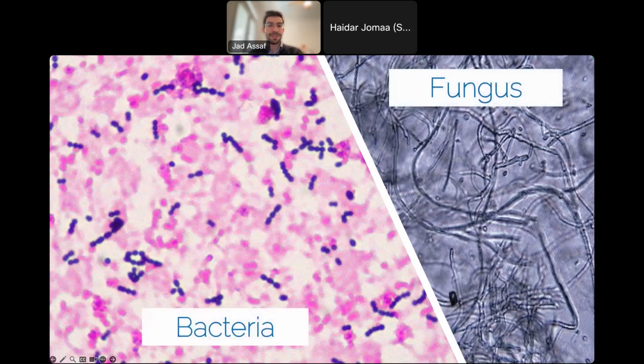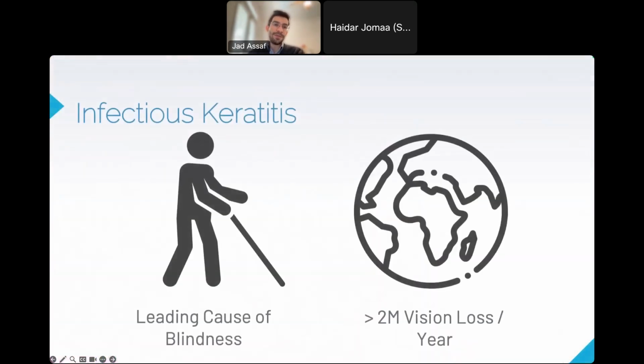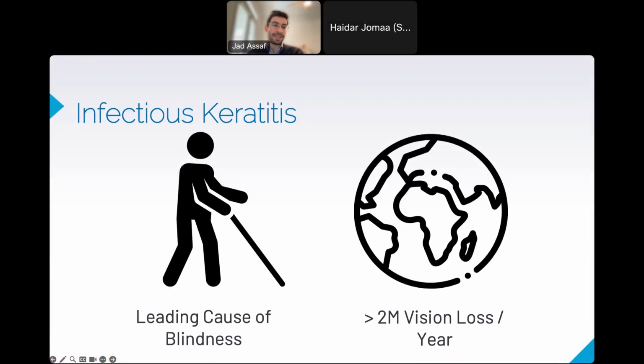So on the left, we see the bacteria, that's a special stain for bacterial imaging. And on the right, it's a KOH smear, which is a special stain for fungus imaging. So the infection of a cornea is called infectious keratitis. It's a leading cause of blindness worldwide, with more than 2 million cases of preventable vision loss per year. So it's a big problem worldwide, and it happens in a lot of developing countries.